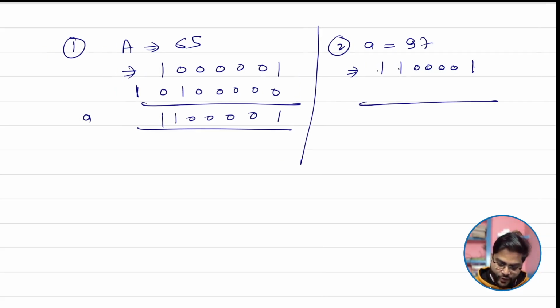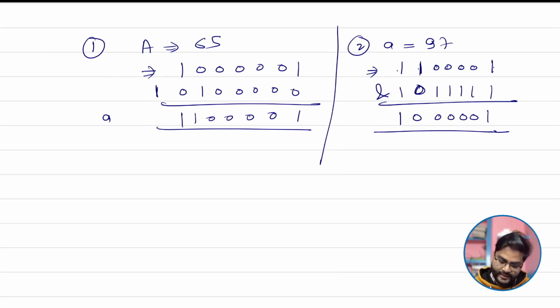Now if I want to convert it to uppercase, I'll take an AND with my mask. What was my mask? I will just invert this bit: take 0 here and the rest will be 1. It will unset this bit, so it will be 1 0 0 0 0 0 1, right? And this is nothing but capital A. So basically we are just inverting this bit. If we are converting from uppercase to lowercase, we are setting this bit, and if we are converting lowercase to uppercase, we are resetting it.